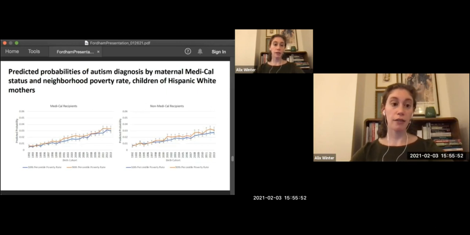But for children of Black, Hispanic, and Asian mothers, neighborhood SES doesn't really matter. The confidence intervals here overlap for Medi-Cal recipients and also for people who don't receive Medi-Cal. Here, I'm just showing that for children of Hispanic mothers as an example. So like before, the difference is really only apparent for children of high SES white mothers.